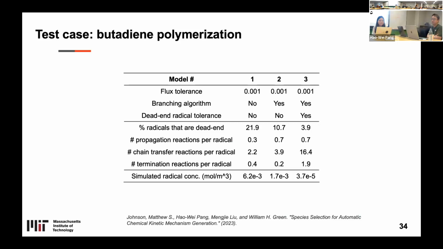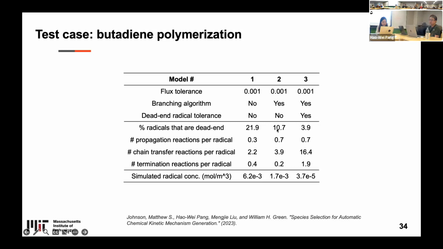I tested this on butadiene polymerization, using the same tolerance for flux. The first one is the most vanilla RMG flux algorithm. In the second one, I turn on the branching algorithm. In the third one, I use the dead end radical tolerance. Here you can see the percentage of radicals that are dead end, which are the radicals that are only consumed by very slow reactions.